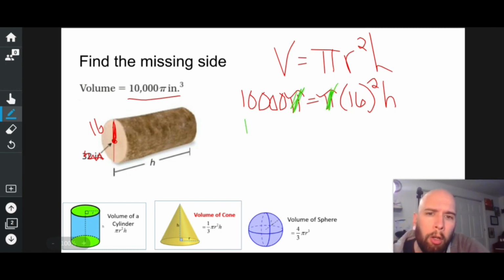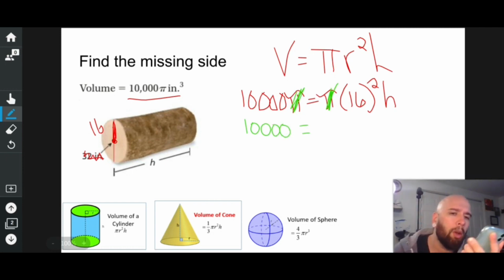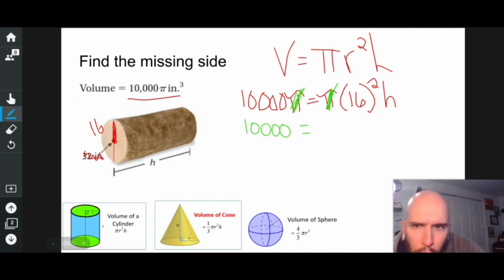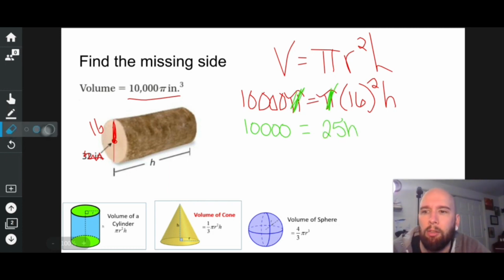What I'm going to do is run to my calculator and find out what 16 squared is. I feel like I should know that. I feel like it's 200 something. What is 16 squared? 244? Oh, 256. Let me turn it off silent, otherwise I can't hear her. 256h.